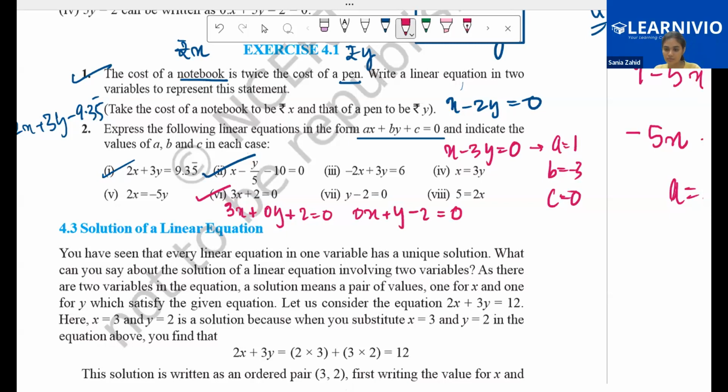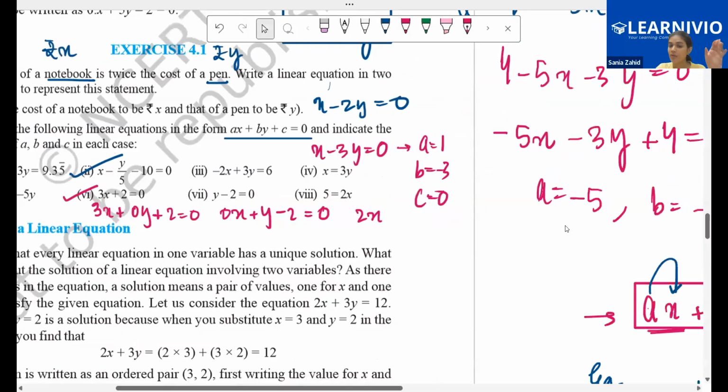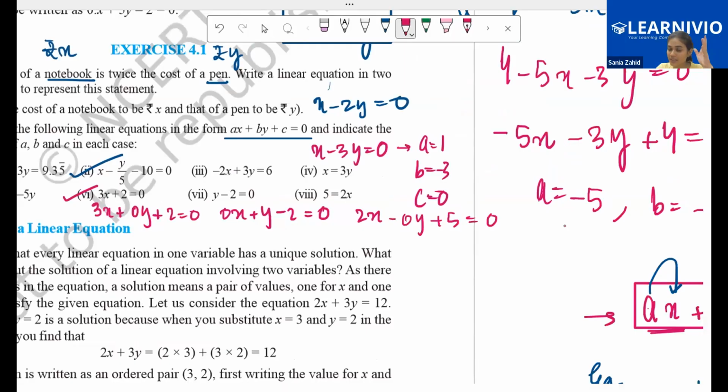Now, eighth one, Hafsa, tell us. So 2x minus 0y plus 5. So A will be 2, B will be 0. Wait, Hafsa, the answer is correct, but the signs that you're using are wrong. Why did you write minus 0y and plus 5 is equal to 0? These signs don't make any sense.